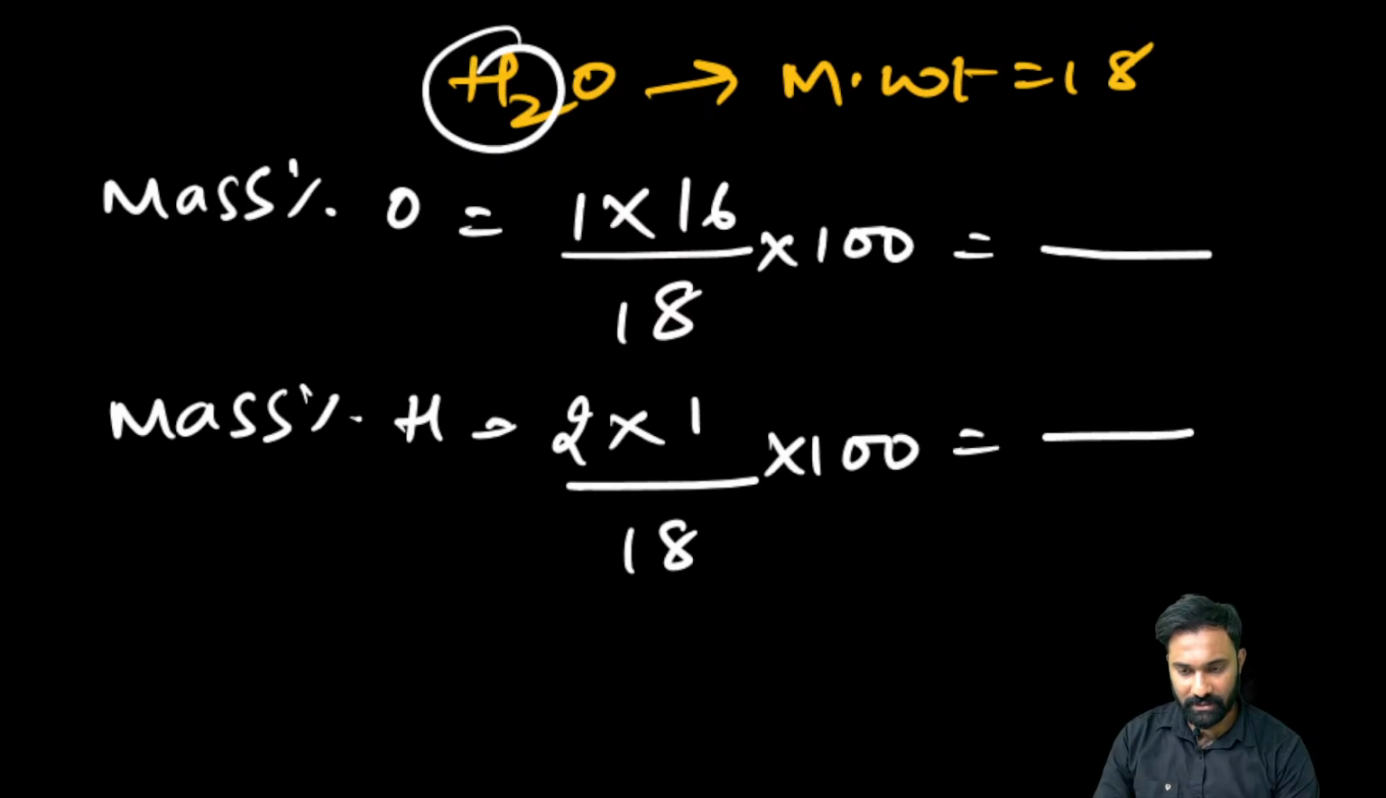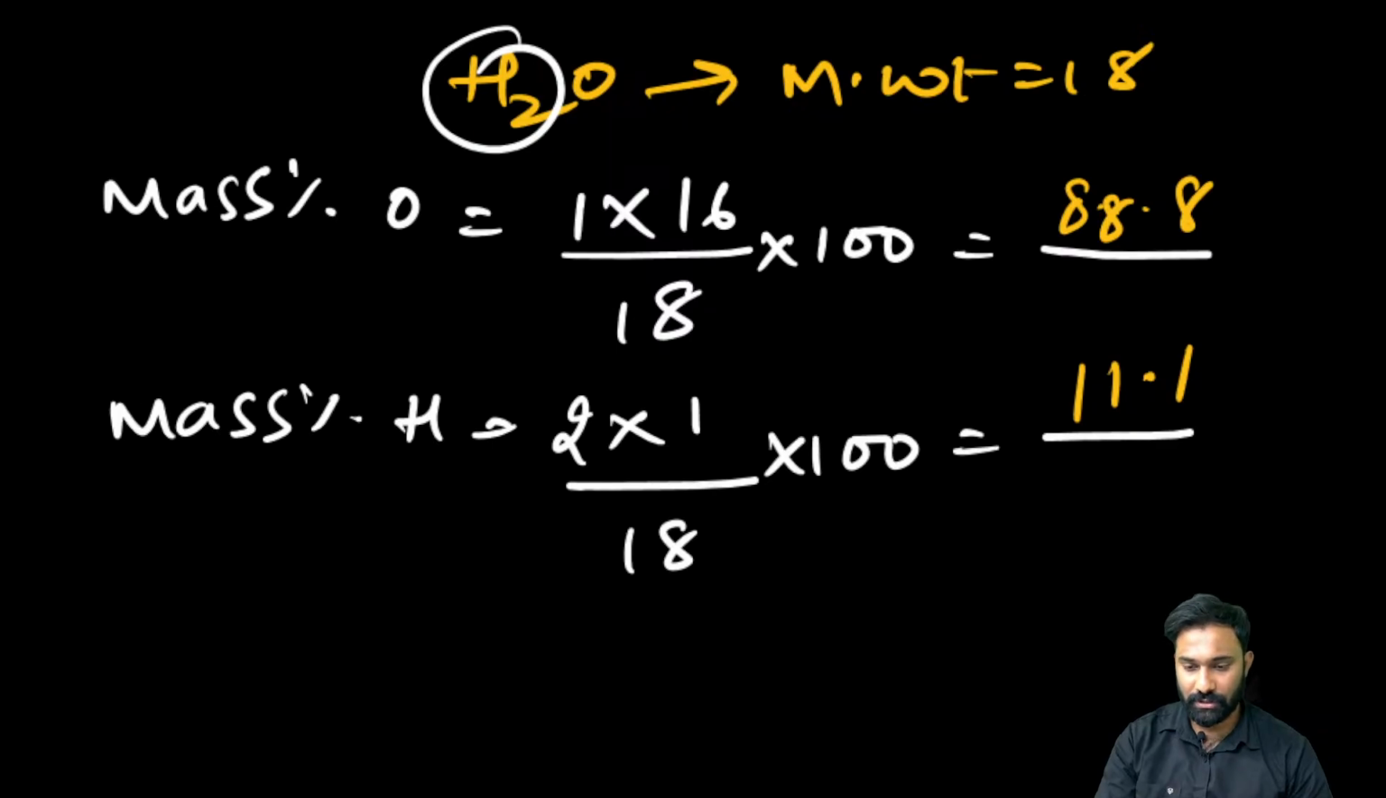How much is the mass percentage of oxygen and how much is the mass percentage of hydrogen? Good, Subhana, good, Akshara, good. Now this is 88.8 and the remaining will be 11.1. Good, Joshita, good.